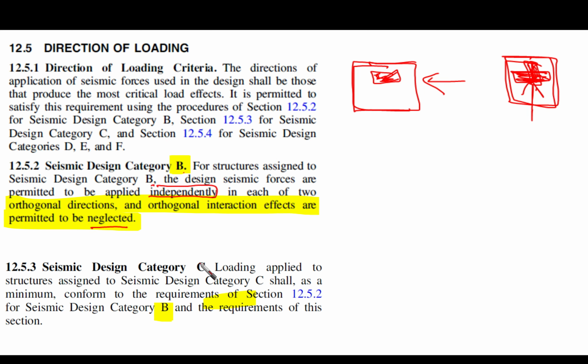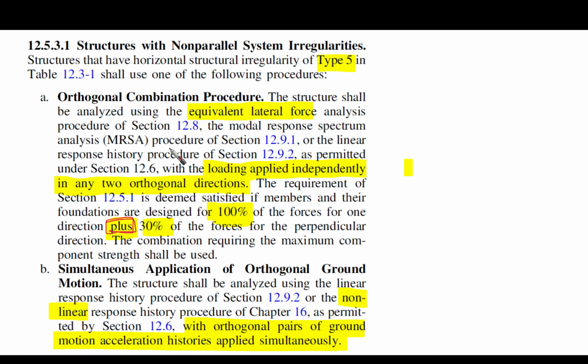For seismic design category C, loading applied to the structure shall, as a minimum, conform to the requirements of this section. So what are the requirements of this section? This is the minimum that should be applied, but there is something additional that should be considered. What are the additional things? Structures with non-parallel system irregularities, which is the most common one, structures that have horizontal structural irregularity type 5 in Table 12.3-1, shall use one of the following procedures. So we have procedure 1, A or B.